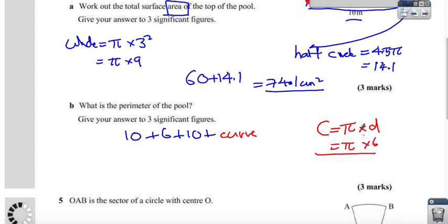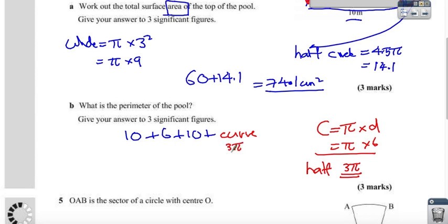So pi times 6 is your whole circumference, but we only wanted half of that, so what we're going to do now is we're going to halve it. That's for the whole circle. So if we halve it, we get pi times 3, which is quicker written as 3 pi. So 3 pi is your curved distance. Let's add these others together. So 10 plus 6 plus 10 plus 3 pi.